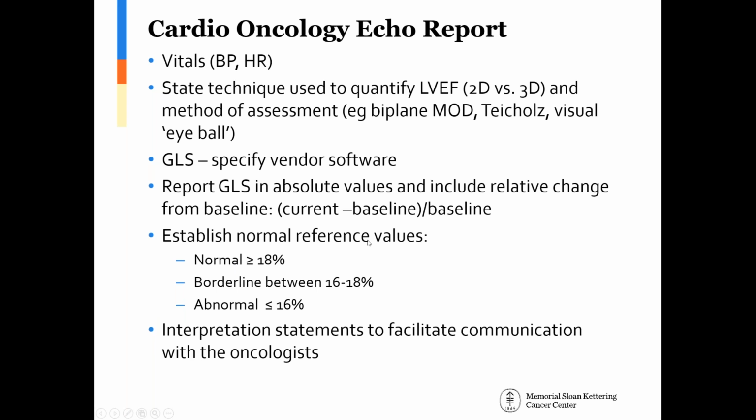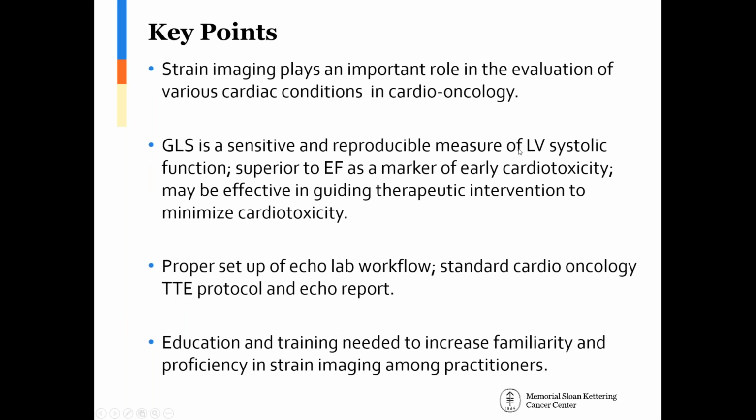Important to establish normal reference values to facilitate interpretation of strain results. Although strain can vary by age, gender, and the specific vendor software, it is generally normal when GLS is greater than 18% and abnormal when GLS is less than 16%. And as we had talked about, I think it's important to incorporate language to facilitate communication with the oncologist.